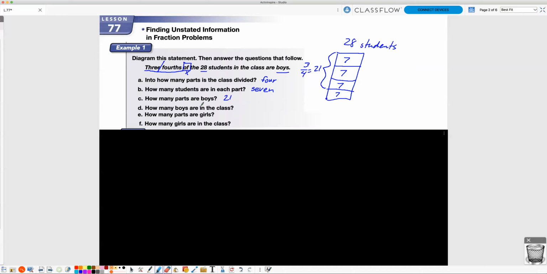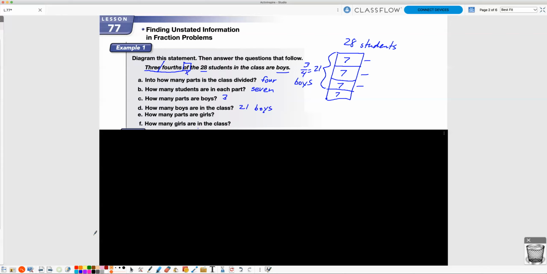How many parts are boys? I need to backtrack. That helps us answer letter D there. So instead of saying how many parts are boys, I would want to say 3 of those parts because it was 3 out of the 4 parts. The total is 4 parts for 28 students. 3 of those parts are boys, and that gives us the number of boys in the class, 21 boys, because each one of those parts, this is one part, second part, third part, each one of those having 7 makes it 7 times 3, which equals 21.